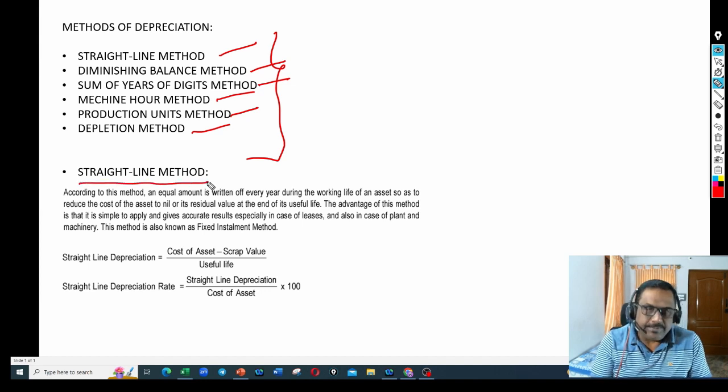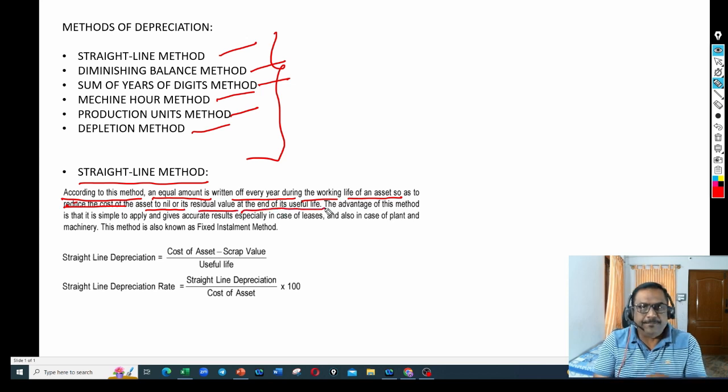What do you mean by straight line method? What does this paragraph say? According to this method, an equal amount is written off every year during the working life of an asset, so as to reduce the cost of the asset to nil or to its residual value at the end of the useful life. Every year, an equal amount has to be written off. That is what the straight line method says. Every year, an equal amount of depreciation has to be written off.